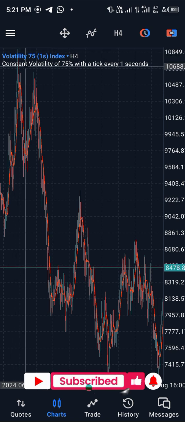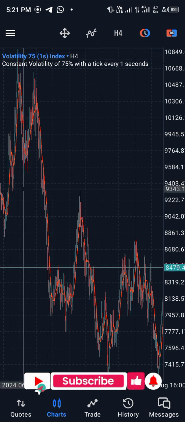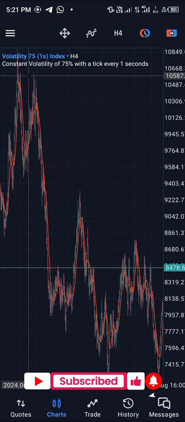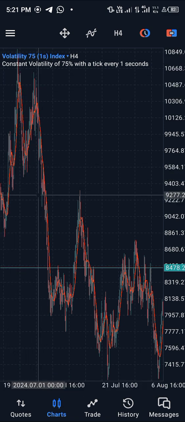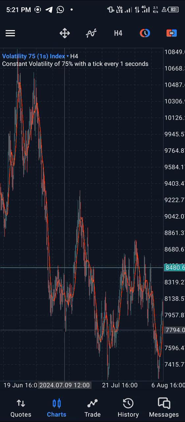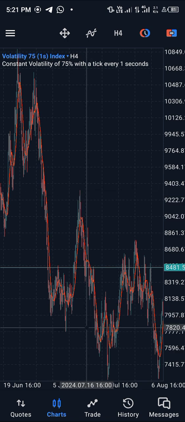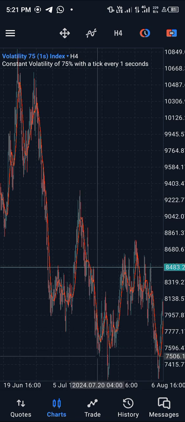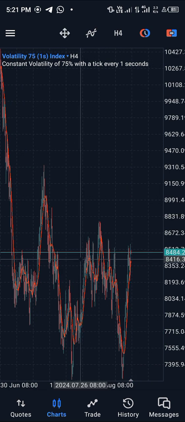The market created a higher high, it came down, created a higher low, then failed to create a new high, then broke this low right here. After breaking this low, it came down, created a lower high, created a lower low, and it broke this lower high, going up. Then it came down again, broke this low, turning to a downtrend. So basically the market has been on a roller coaster for the past weeks on the Volatility 75 (1s) index.